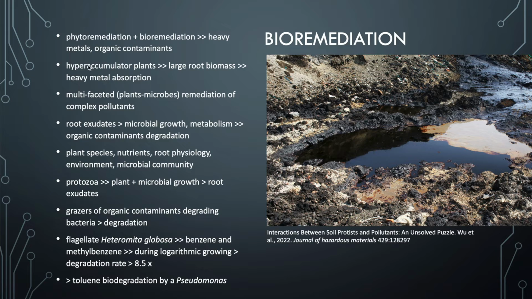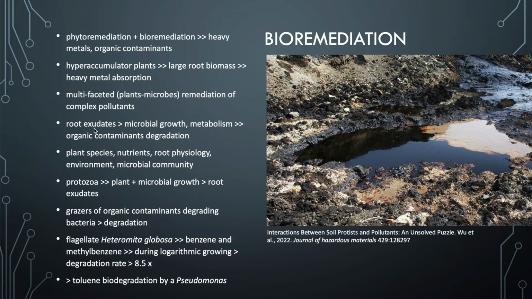There are some plants that are actually hyperaccumulators, so these have large root biomass and can, for example, absorb heavy metals and have heavy metals in higher concentrations in their tissues as opposed to other plants. So there are many examples of plants that actually hyperaccumulate heavy metals. But more often than not, bioremediation is multifaceted. That means there's an interaction between the plants and the microbes. And a lot of complex pollutants require this entire ecosystem to function in remediation.